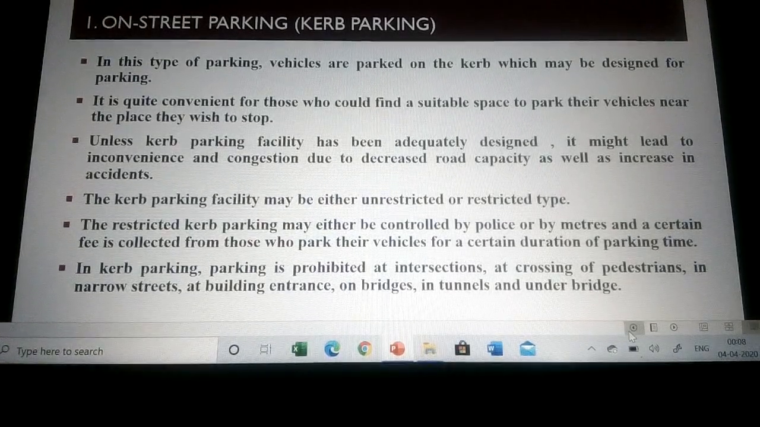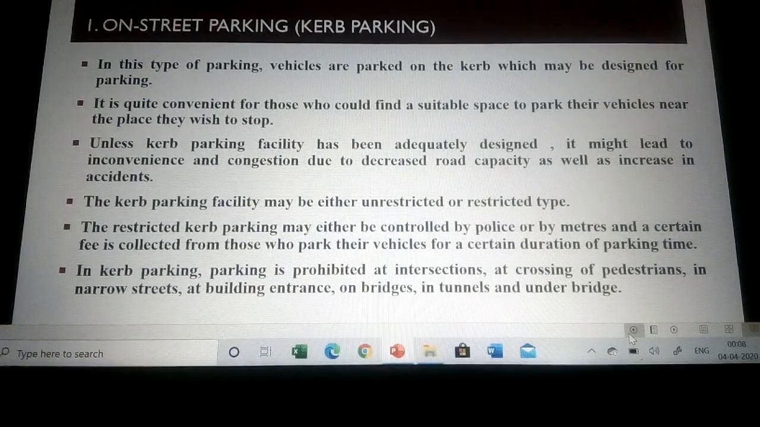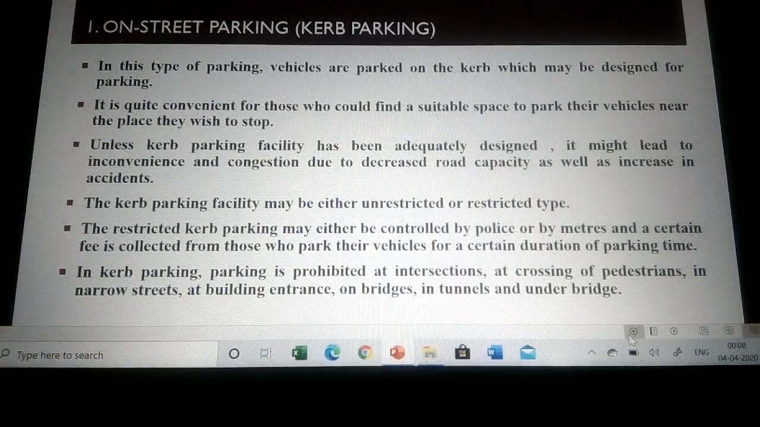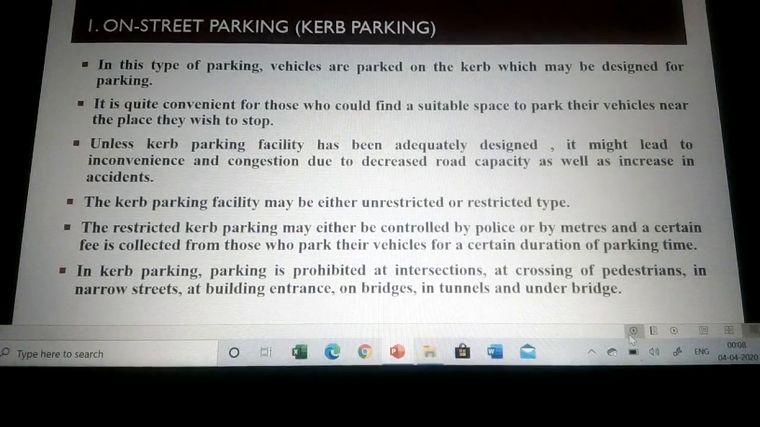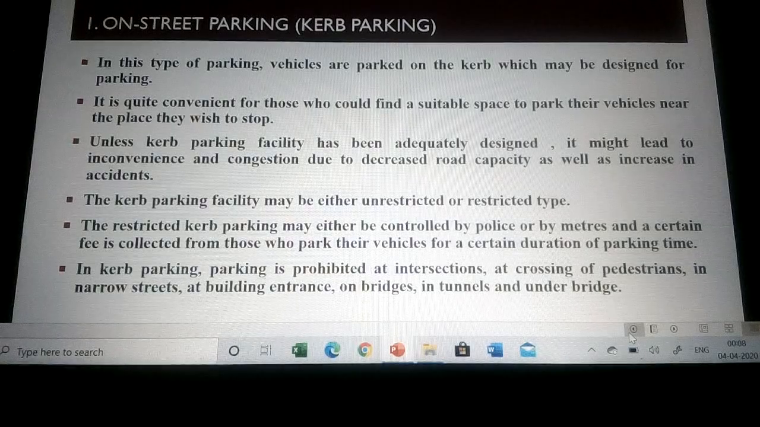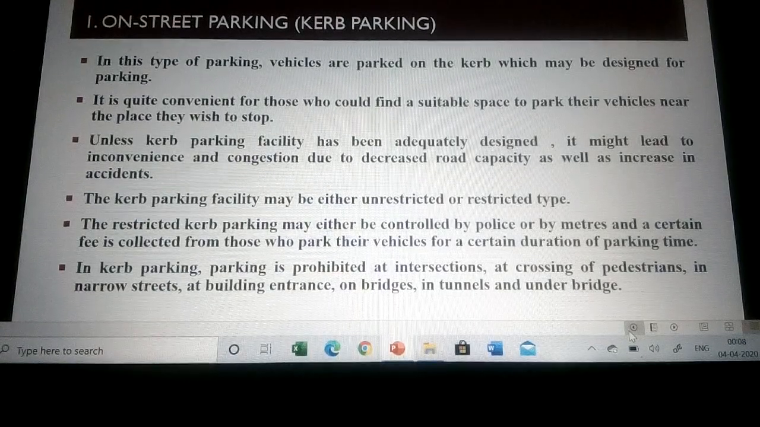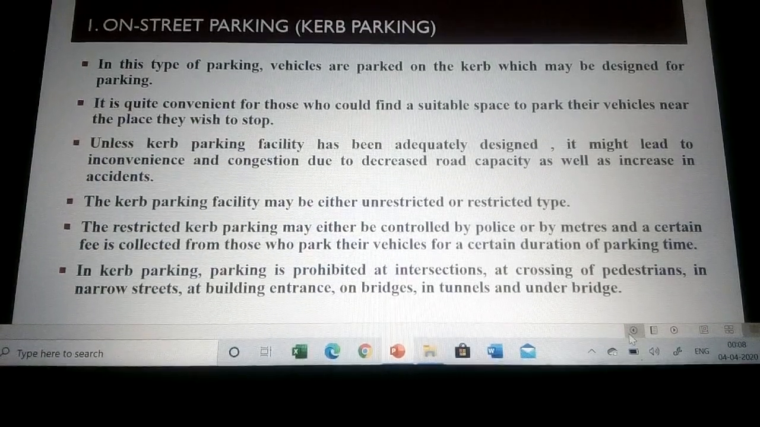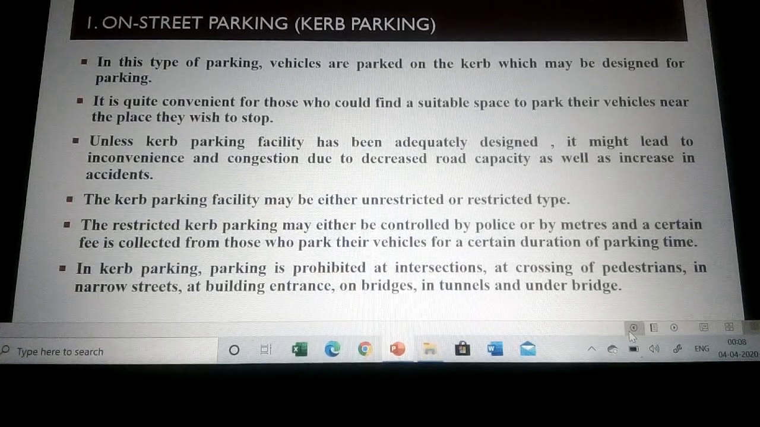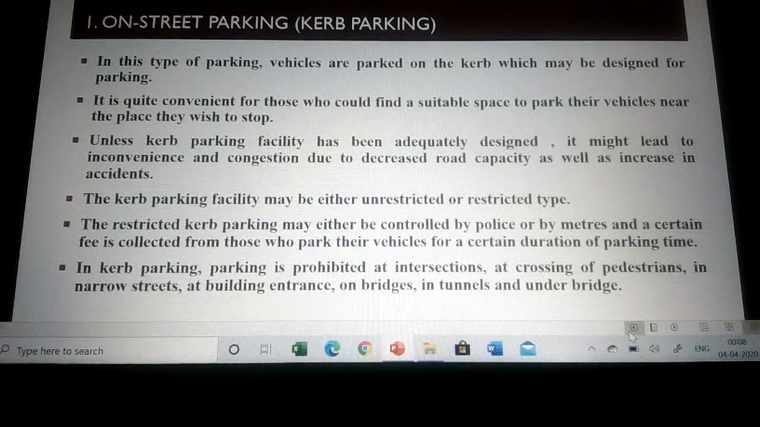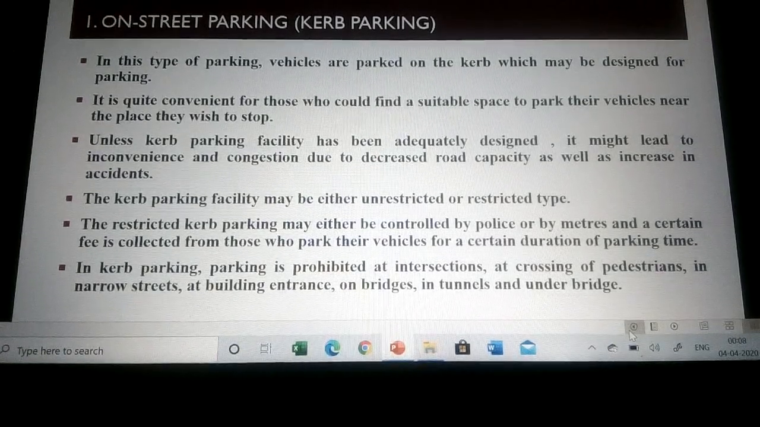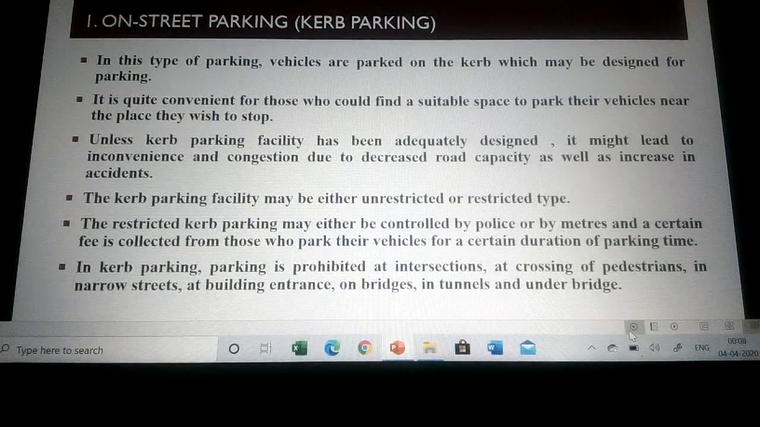The curb parking facility may be either unrestricted or restricted type. That means in the restricted curb parking, it may be controlled by police or by meters, and certain fees are collected from those who park their vehicles for a certain duration of parking time. In curb parking, parking is prohibited at intersections, at crossings of pedestrians, in narrow streets, at building entrances, on bridges, in tunnels, and under bridges.